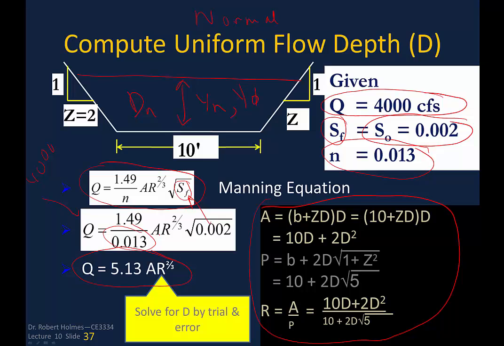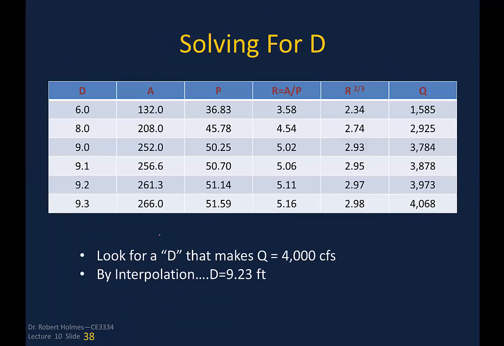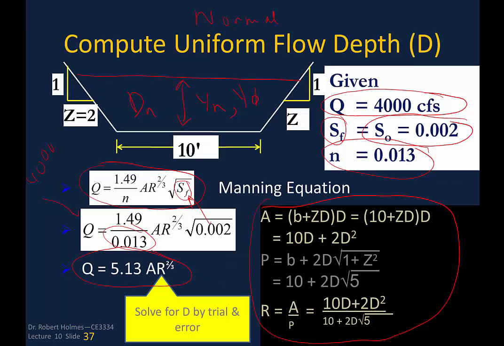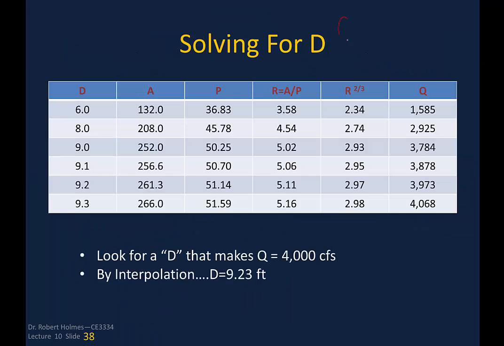There's other methods. You can use solver on your calculator. There's a Newton-Raphson method that the book teaches, and if you'd like to talk about it, I can go over that with you individually, or we can do it in study session or something like that. I can show you how that works. But we're going to use the brute force trial and error method, because even without a sophisticated calculator, you can do it this way. So let's copy down here in the next slide. The Q is equal to 5.13 AR to the 2/3. So let's just put that there, 5.13 AR to the 2/3.